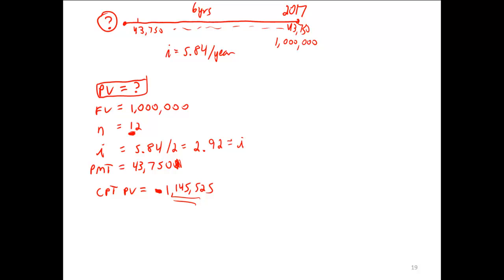So the question to you is, how much will this bond sell for? And the answer is $1,145,525. That's the bond's new price. If interest rates change again, then what happens? Then you put in a different I and you recompute PV. Interest rates change again, what happens? Put in a different I, recompute PV, and so on. And this is what moves bond markets. There are other things too, but this is the primary driver of bond prices.